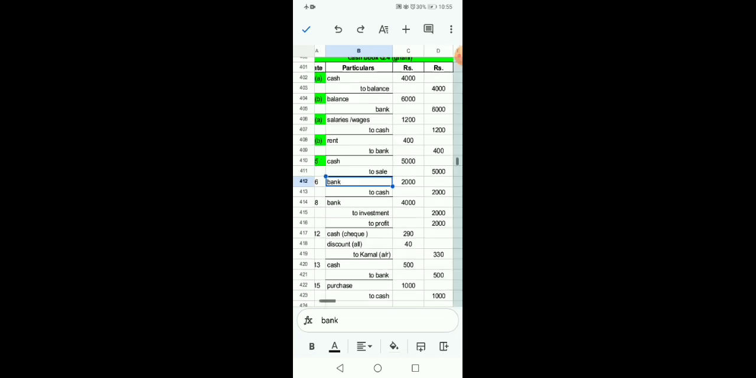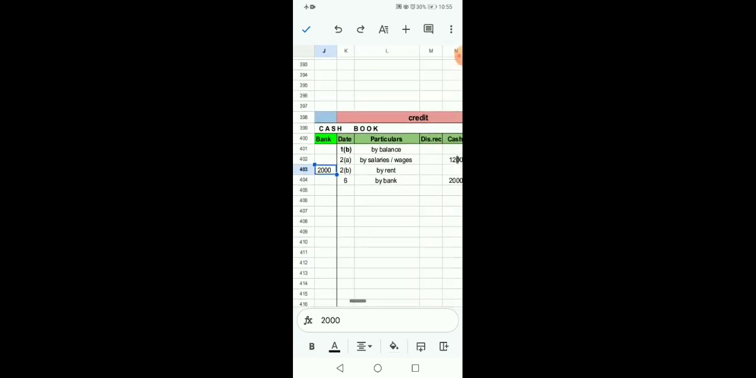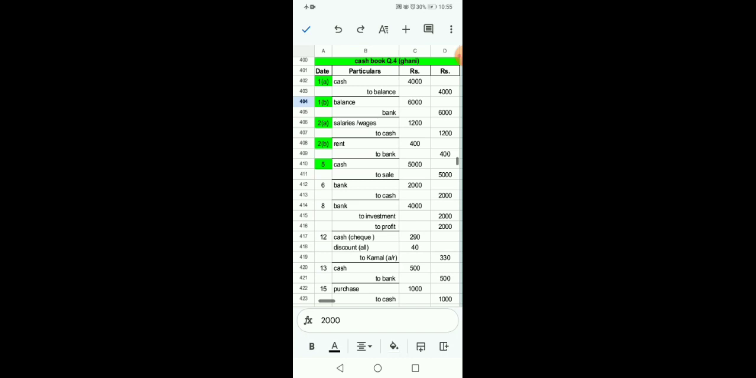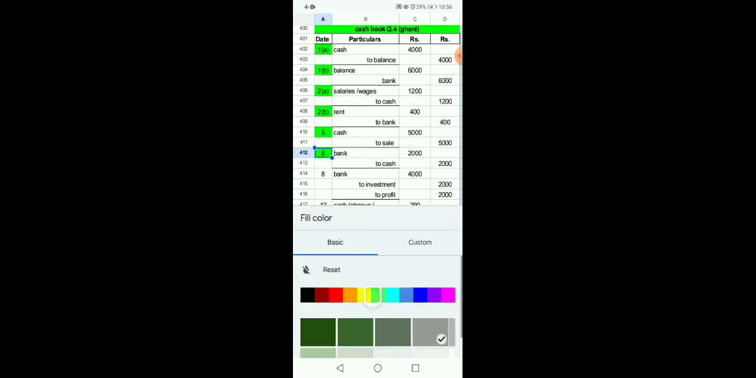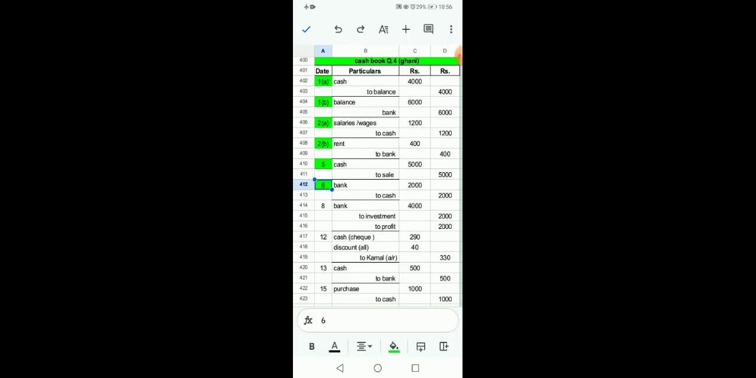Entry number 6 had two elements, bank and cash. Bank was debited by 2000 and cash was credited by 2000. Both entries have been posted, which means the transaction has been completed. Entry number 6 is completed, so mark it as done. We are now at entry number 8 where there are three elements: bank, investment and profit. But we are associated with only one element, that is bank, which is debited by 4000. Go to the debit side of the bank and write 4000 over here.